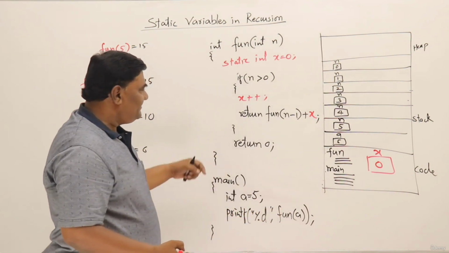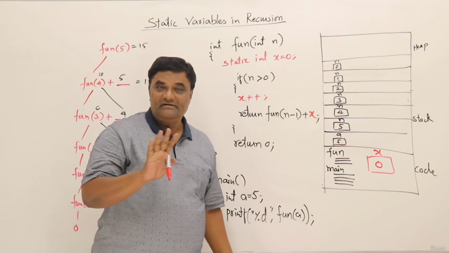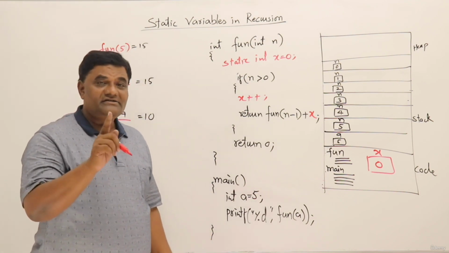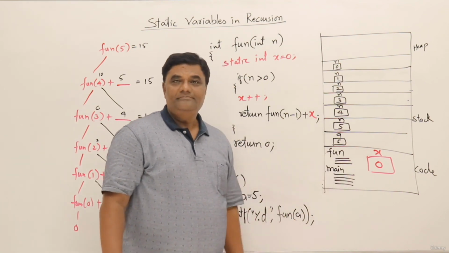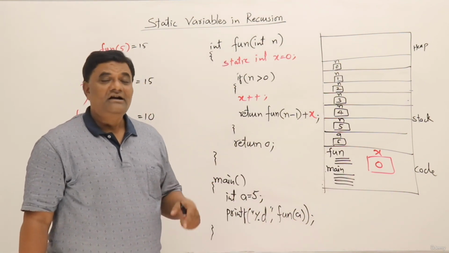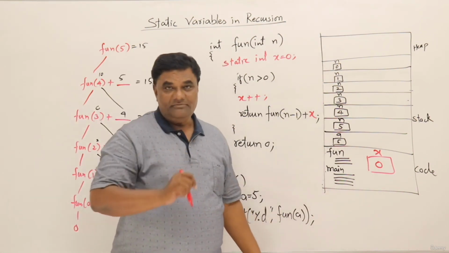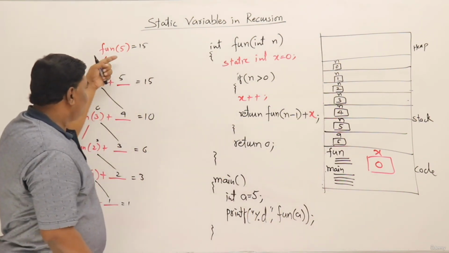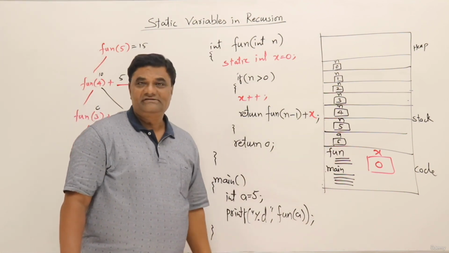Will this static variable be created every time the function is called? No, it will not be created every time the function is called. It is created only one time, at the loading time of the program. So this x will not have multiple copies just like n, it will have a single copy. All these calls of this function will use the same copy of x.